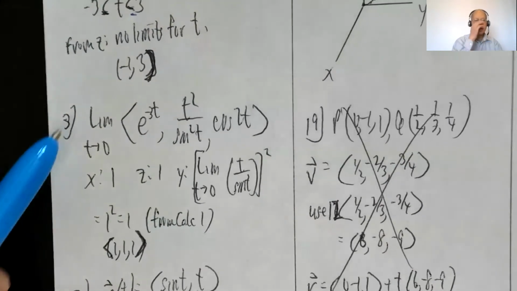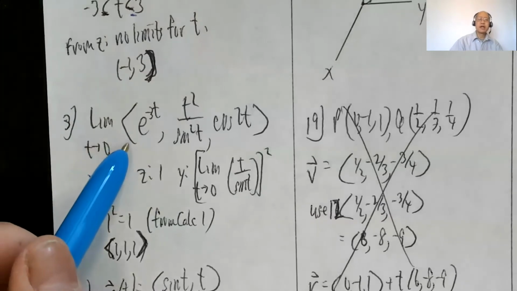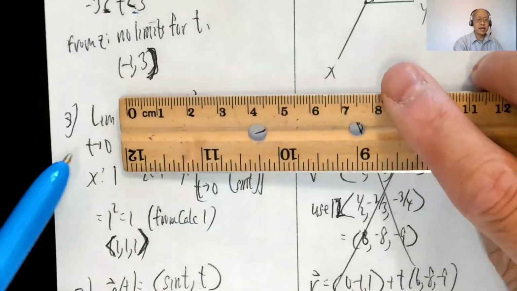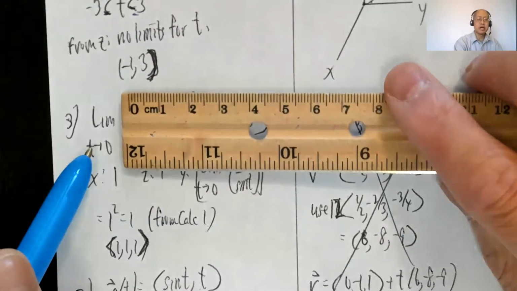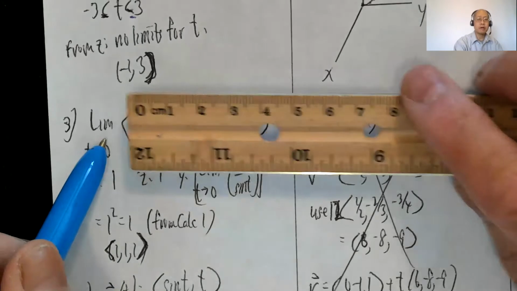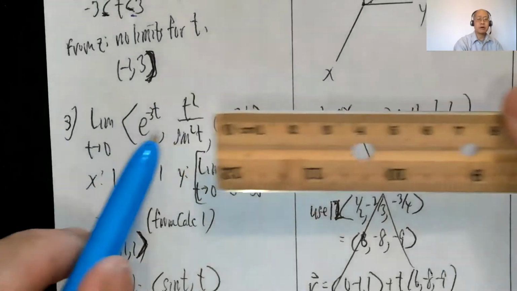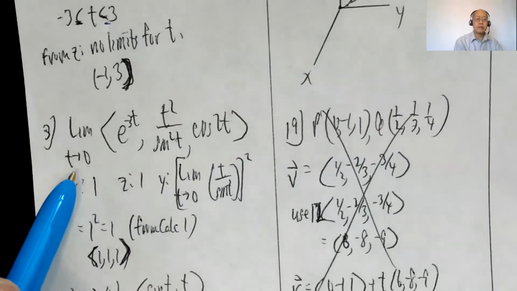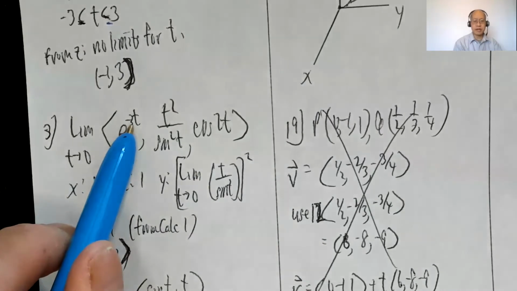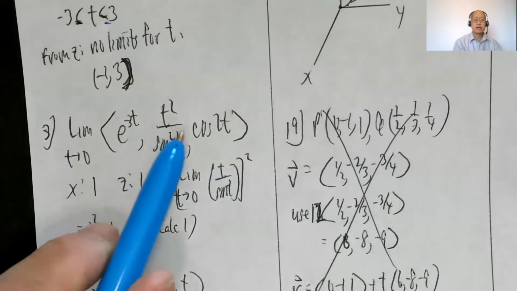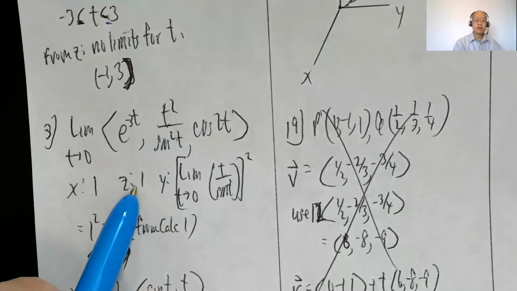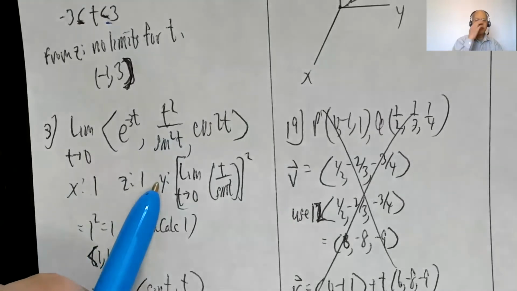Okay, question 3 asks for the limit of this function. Again, it's basically 3 and 1. So the language we're saying is that we're taking the limit of the function, but there are 3 functions involved. You open it up and there are 3 functions, the x part, the y part, and the z part. So the limit as t approaches 0 for the x component, just plug it in. E to the 0 is 1. Z is also easy, so plug in 0. Cosine of 0 is 1.